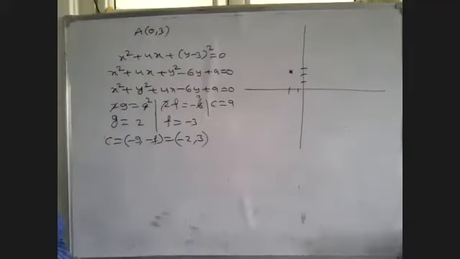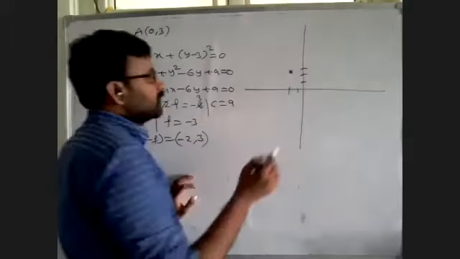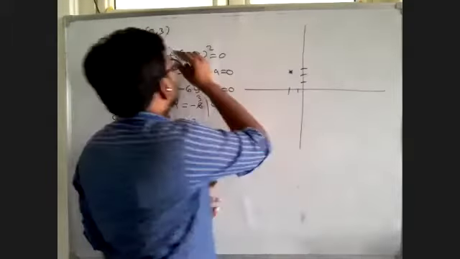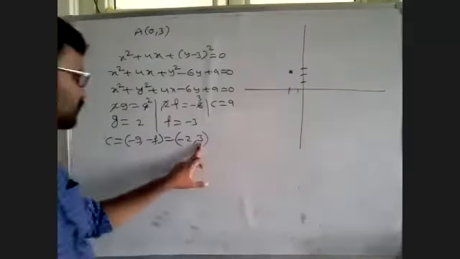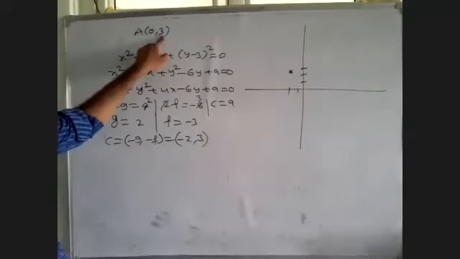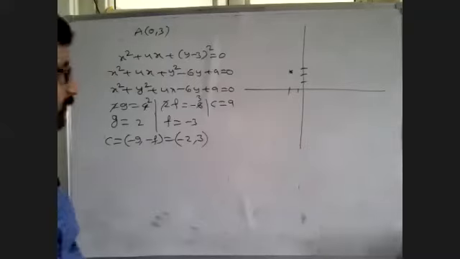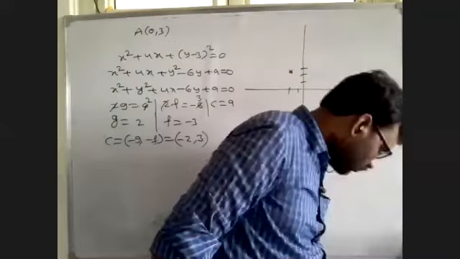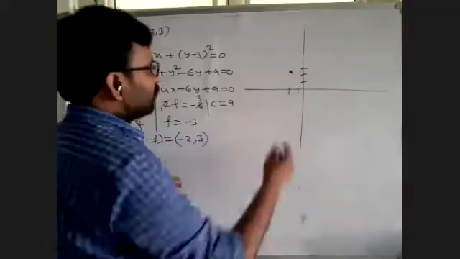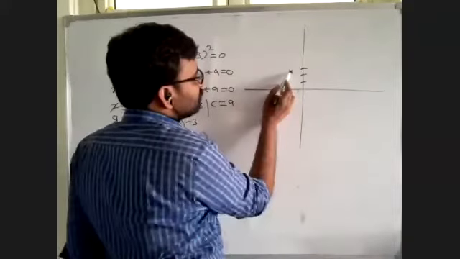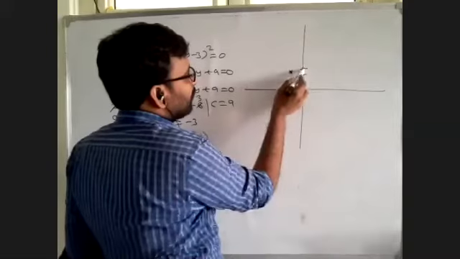And a point is given, what? 0 comma 3. 0 on the x axis, 3 on the y axis. This is only 3 on the y axis. Point A is (0, 3) and the center is (minus 2, 3). And see, this is the center, right? You will get a circle like this.